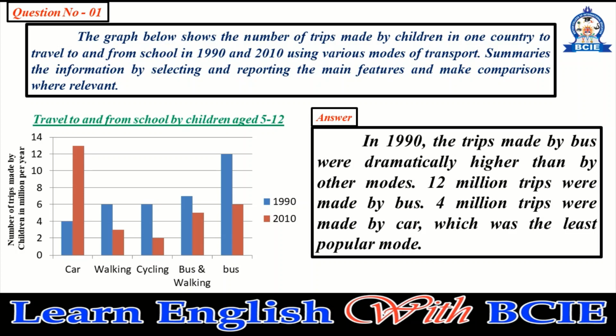The most important thing is that your organization is logical. Ideally, 2 or 3 paragraphs with main features. Here, you have to write numbers and percentages. Here is how I wrote it. In 1990, the trips made by bus were dramatically higher than by other modes. 12 million trips were made by bus. 4 million trips were made by car, which was the least popular mode.